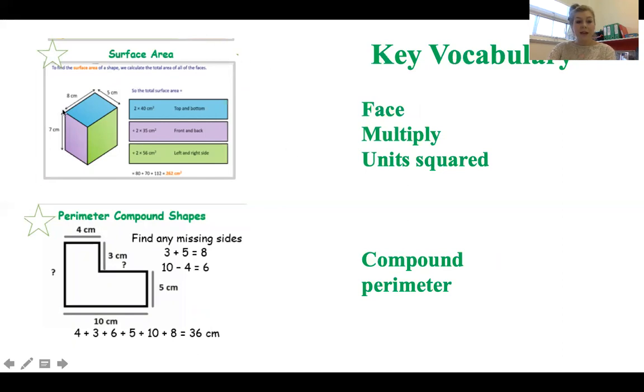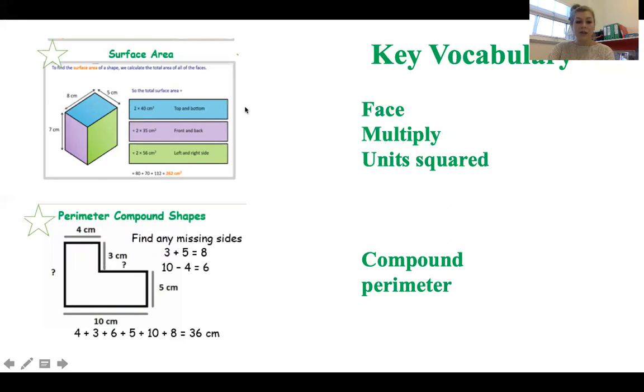So when I think about surface area, we're looking at the faces of the shape. So this shape in particular is a cuboid. We can see that the lengths are all different, so it's not a cube. When we look at the surface area, we are concentrating on the face of each of the shapes. So we can see here the blue would be the top and also the bottom. The purple would be the front and the back, and the green is the left and the right.